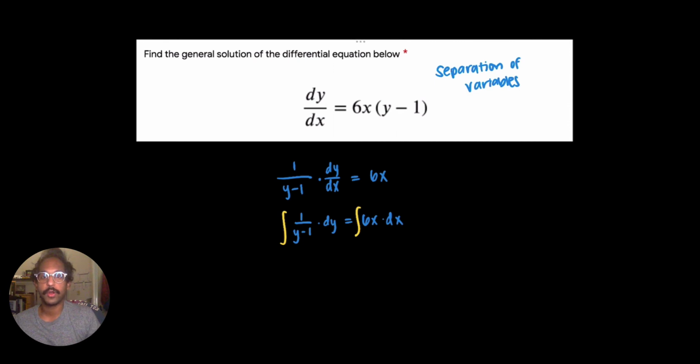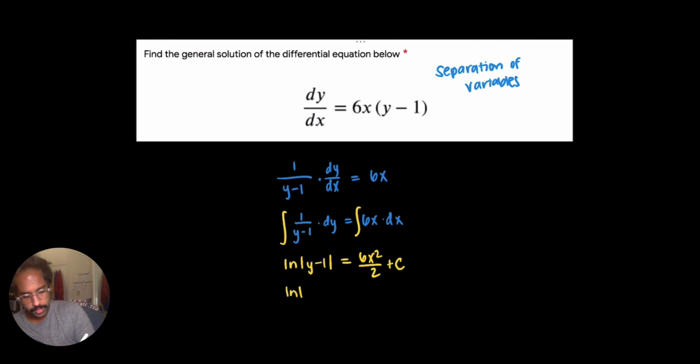The antiderivative of 1 over y minus 1 dy is going to be the natural log of y minus 1. And that's going to equal, the antiderivative of 6x dx is going to be 6x squared over 2. 6x squared over 2 is the same thing as 3x squared. Let me write that out. 6x squared over 2 plus c. I'm going to write another line. ln of y minus 1 equals 6. That 6 and the 2 will divide to leave 3. 3x squared plus c.